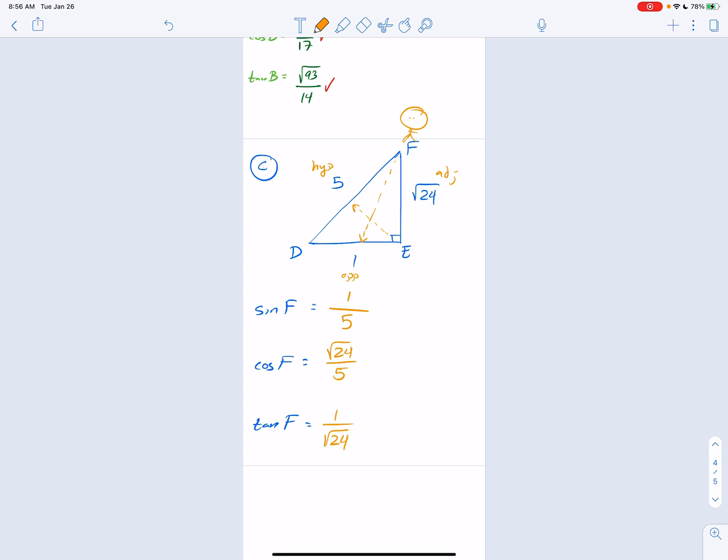Okay? So are these answers clean? 1/5 has no square roots in the denominator, neither does cosine. But tangent down here has 1 over the square root of 24. So what does that rationalize out to? Press play when you're ready. So that comes out to just the square root of 24 over 24. Okay? And that's it.